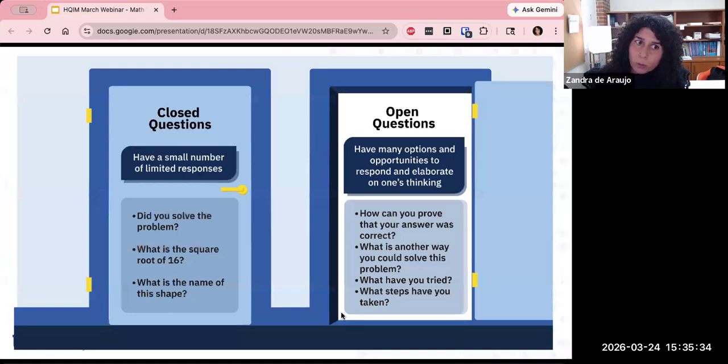We also talked about closed questions and open questions, and how in most mathematics classrooms, we use a lot of closed questions like, how did you solve the problem? What's the answer, etc. And we want to move toward more open questions like, tell me about how you solved that problem, or tell me about another way you could have done that. What have you tried so far?